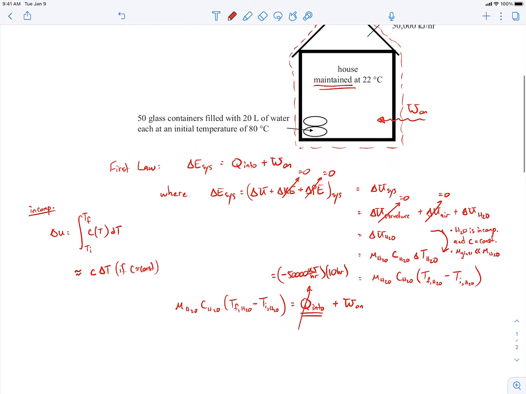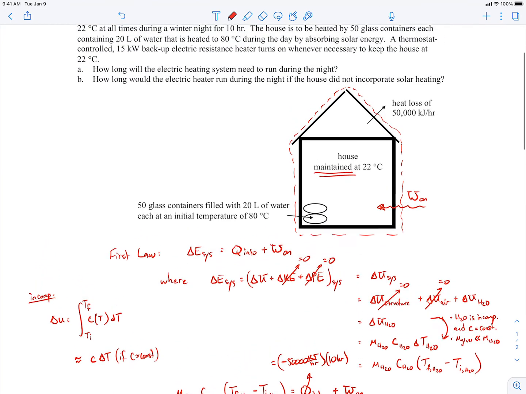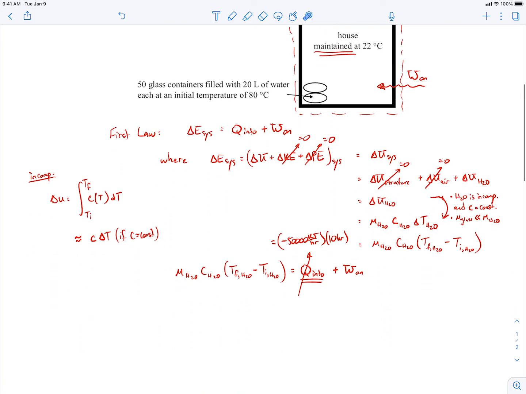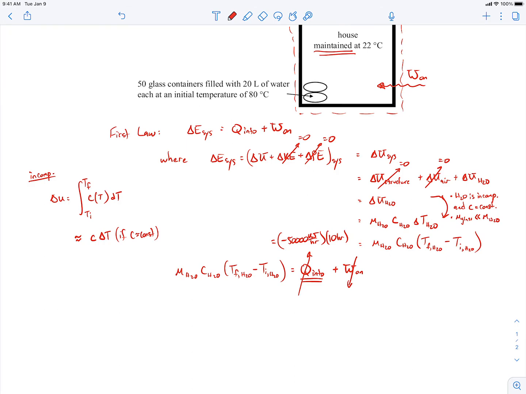And then the electrical work, we're told that we have a 15 kilowatt backup electrical resistance heater. So let me write that down as well. So that work is going to be 15 kilowatts, and that's going to act over some period of time. We don't know what that is. We're trying to find out what that time is because we're only going to have to turn it on part of the time, because we're also dealing with the contribution of the internal energy of the water here.